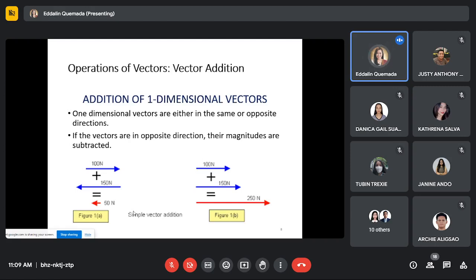Okay? And on figure 1b, this time the two vectors are pointing in the same direction, to the right or towards the east. So we simply add them, 100 newtons plus 150 newtons, and kay pareha man silang direction, ang net direction as well sa vector is towards the right.